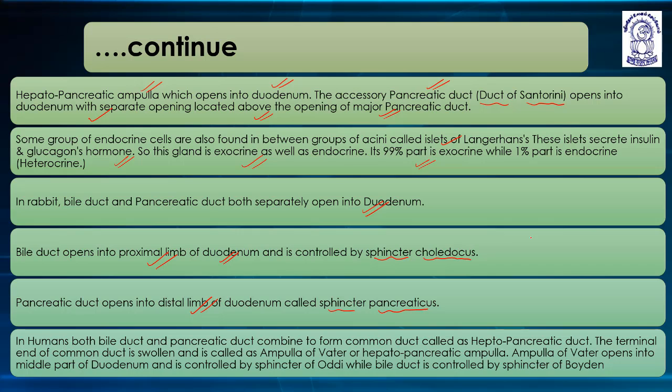The ampulla of Vater opens into the middle part of the duodenum, and it is regulated by the sphincter of Oddi. While the bile duct is guarded by the sphincter of Boyden. Understood? Is that clear?